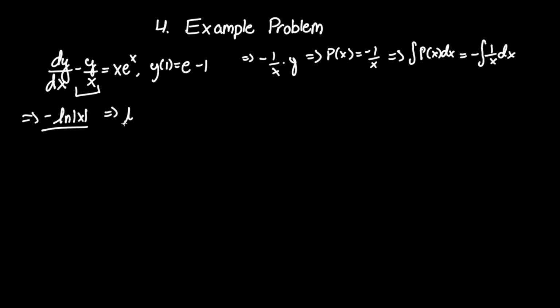So next step, what is mu of x? Well, mu of x, the integrating factor, equals e to the integral of p of x dx. Since we already found the integral of p of x dx, all we do is plug in this: e to the power of negative ln x.